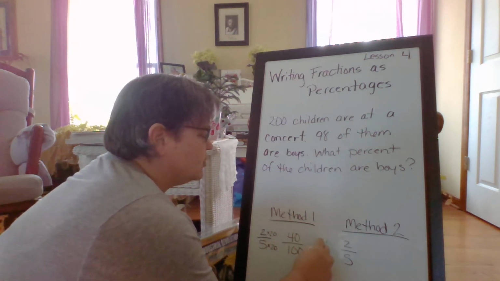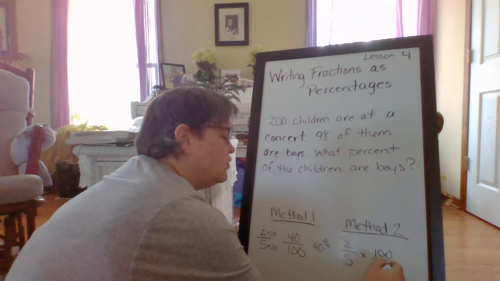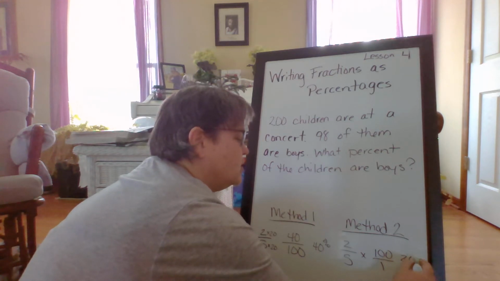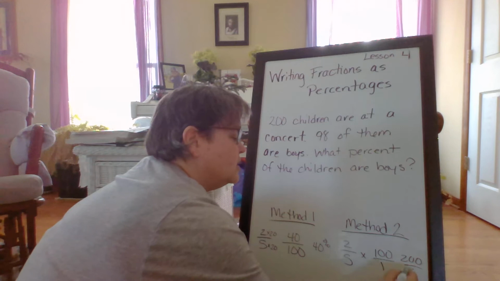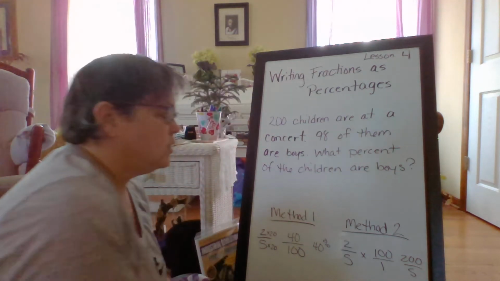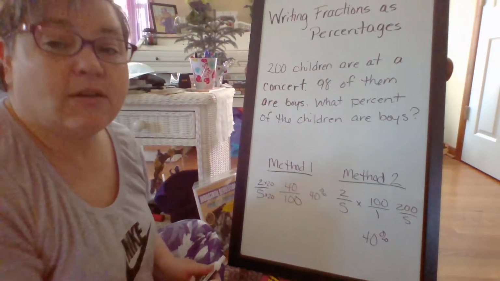This will be 40%. Over here, I'm multiplying by 100%, or 100 over 1, so I can multiply across and get 200, and multiply 5 times 1 and get 5, and 5 into 200 is 40%. 5 into 20 is 4, with a 0. So either way here, I get 40%.